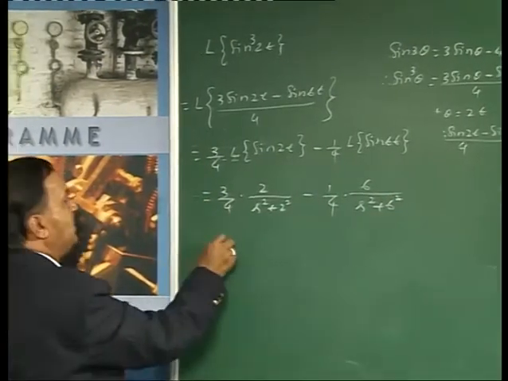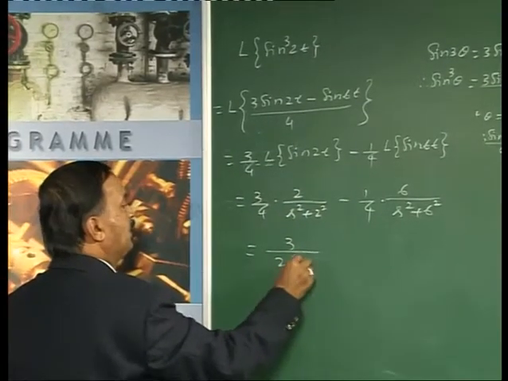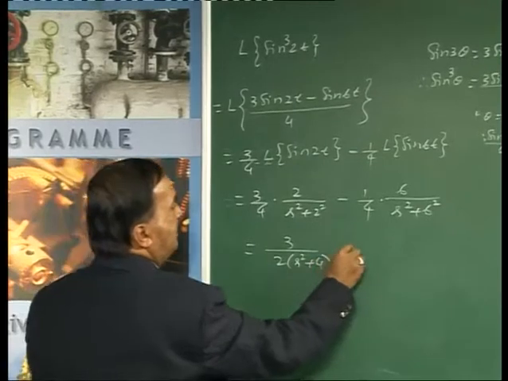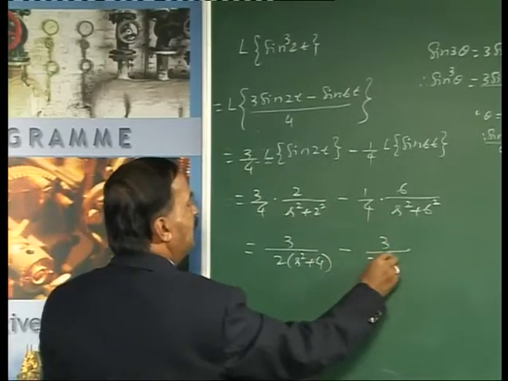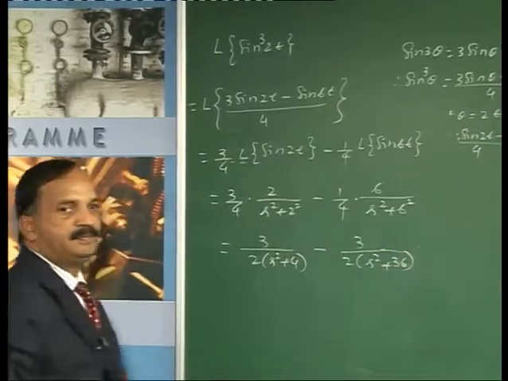This is the answer. Otherwise you can write here 2 to cancel, that means 3 by 2 into a square plus 4, minus 3 by 2 into a square plus 36. This is the answer.